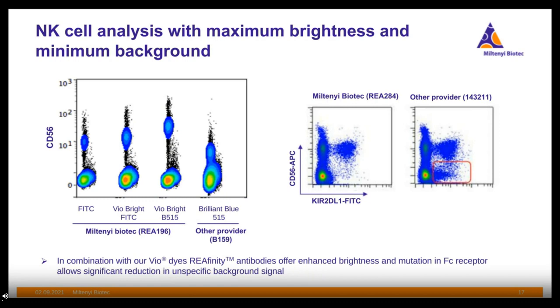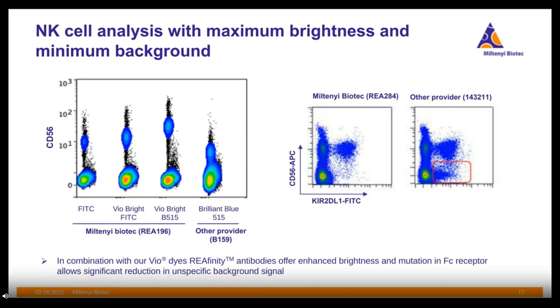The left three plots are coming from our REAffinity antibody conjugated to our traditional FITC dye, as well as our brighter and better VioBright family dye. And you can clearly appreciate a very nice clear response of this CD56 antibody conjugated to our dyes. The right-hand plot shows you a clear example of unspecific response.